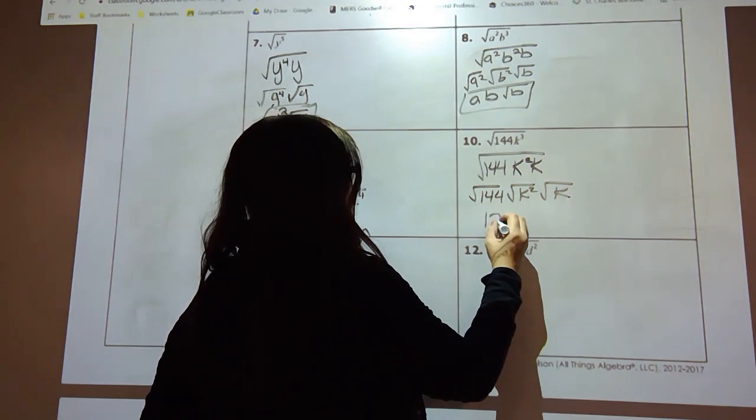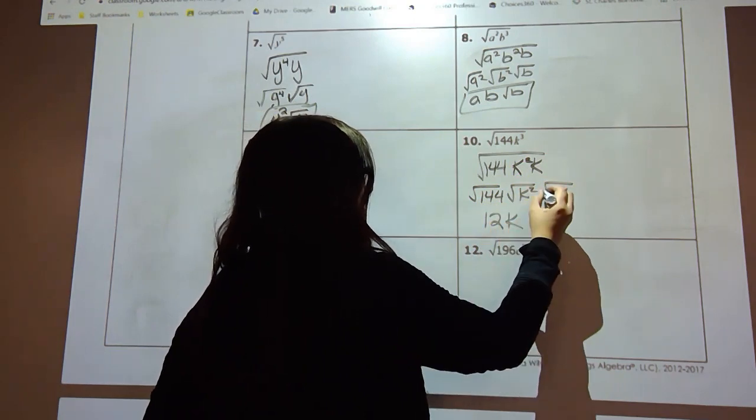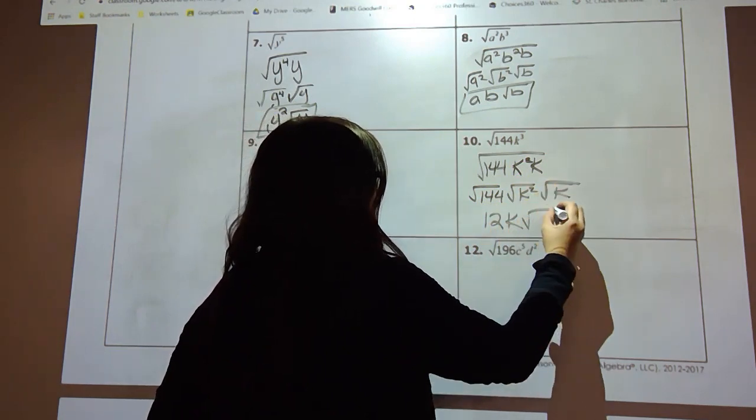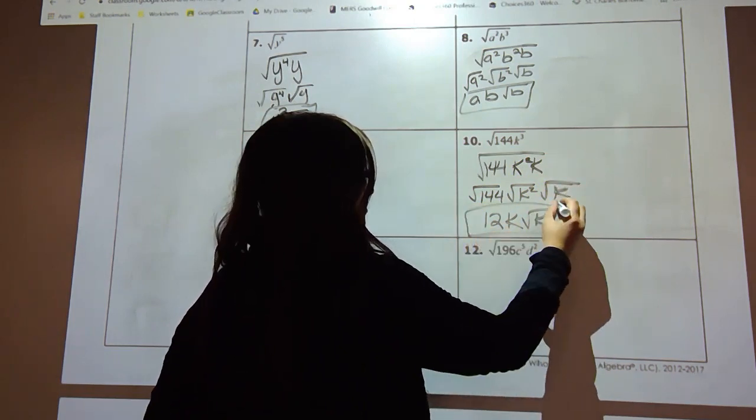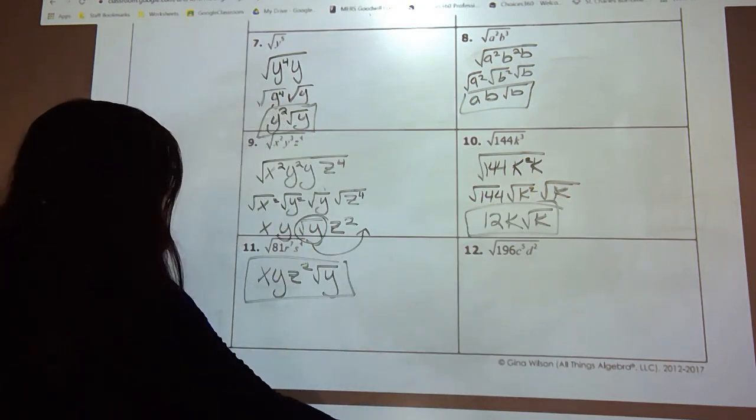144, the square root of that is 12. Square root of k squared is k. I don't know what the square root of k is, so he has to stay, he's got to stay inside. Okay.